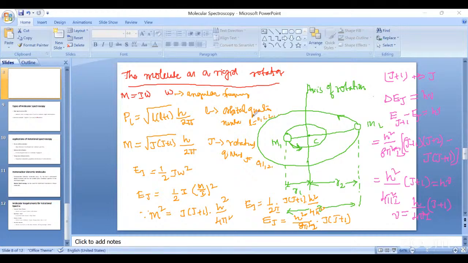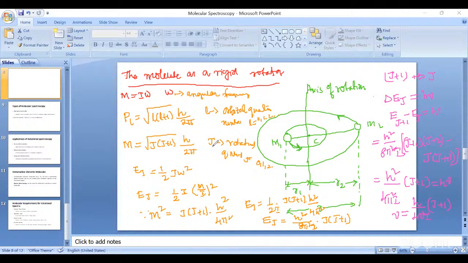The moment of inertia of the molecule about the axis of rotation is given by I equal to m r square. As we have two masses of atoms M1 and M2, I is equal to M1 R1 square plus M2 R2 square. From that we get the reduced mass equation, I is equal to mu R square, where mu is the reduced mass, M1 M2 by M1 plus M2.